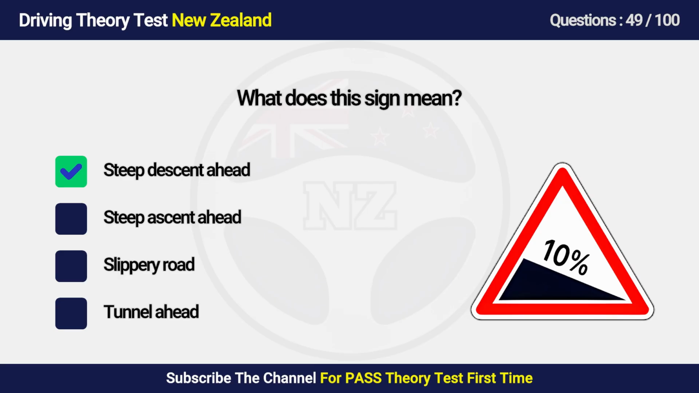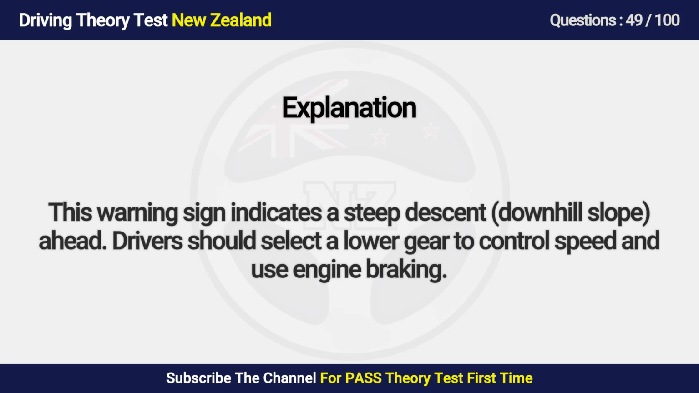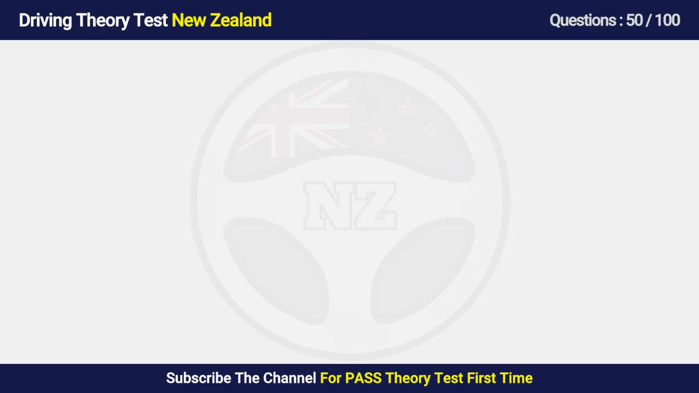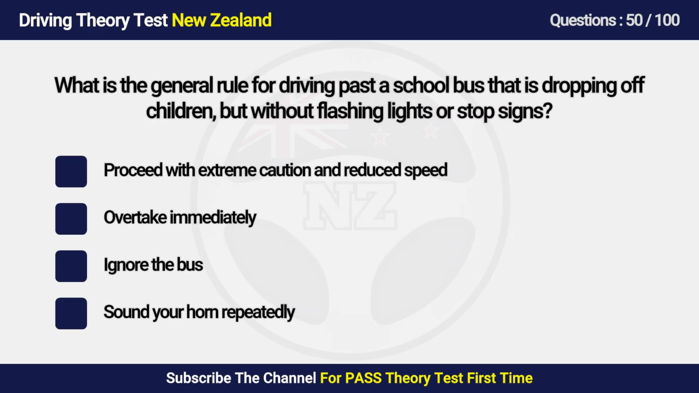Answer is A, steep descent ahead. This warning sign indicates a steep descent, a downhill slope ahead. Drivers should select a lower gear to control speed and use engine braking. Question 50. What is the general rule for driving past a school bus that is dropping off children but without flashing lights or stop signs?